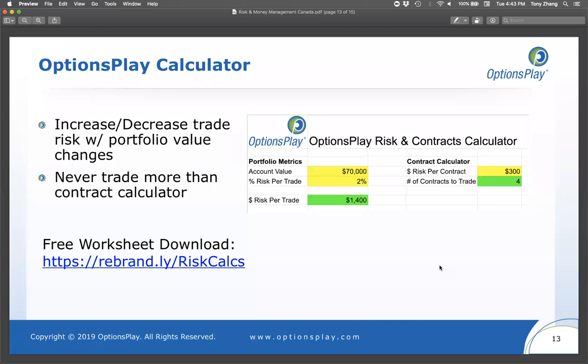Very easy to plug in your account value and then plug in the dollar amount of the option contract that you're looking at, and it will tell you the number of contracts that you can trade. And if you stick to these types of plans, you will basically be able to make sure that you never risk more than 1 to 2% of your account per trade.